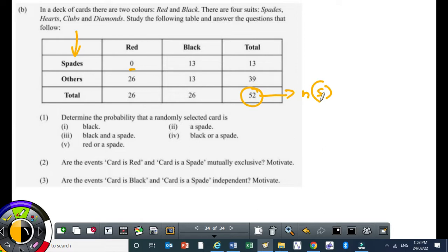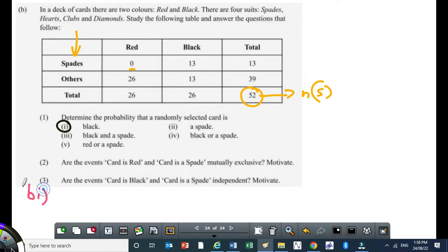26. So the probability of picking a card which is black, so we are doing B1, I put 1. So this will be P(black). This one now is going to be equal to 26 over 52. And that would be a half.